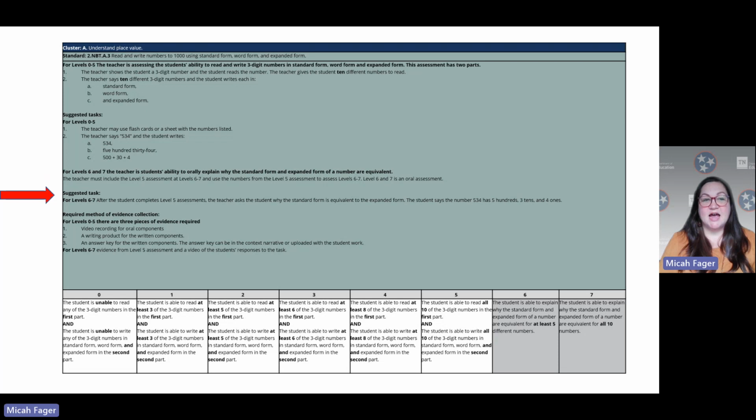Under the suggested task for level 6 and 7, it suggests that after the student completes the level 5 assessment, the teacher then asks the student why the standard form is equivalent to the expanded form. For an example, the student would say the number 534 has 5 hundreds, 3 tens, and 4 ones.